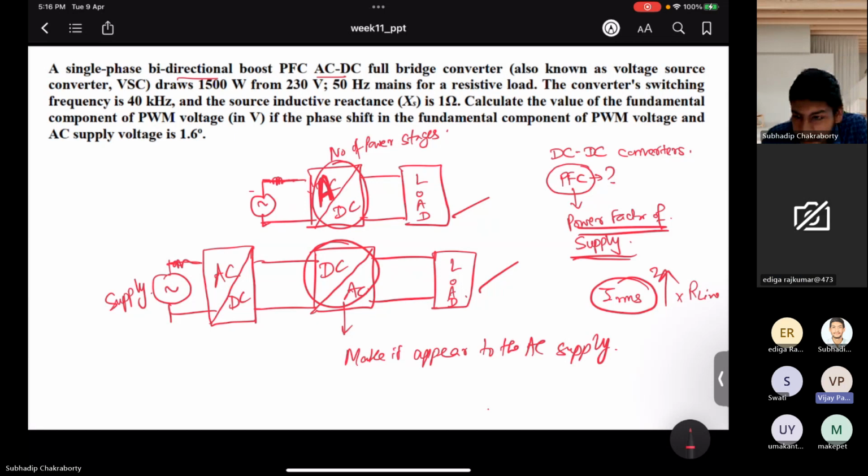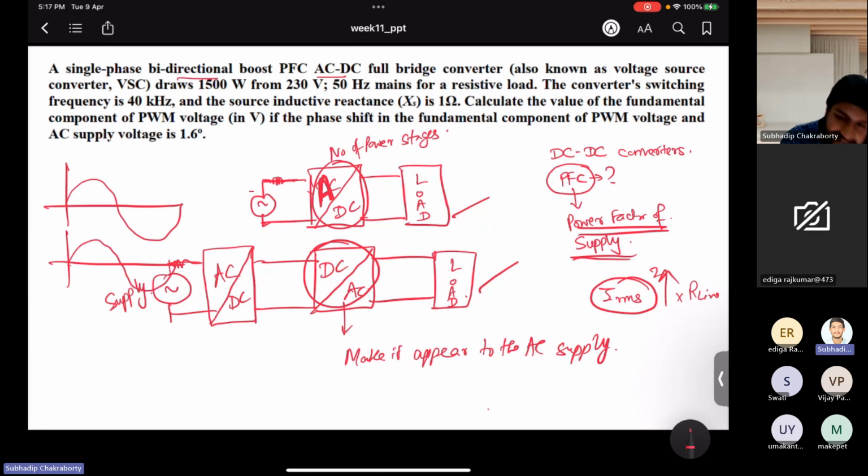Can anyone tell me, how does the reactive power look? Just get a real feel about how the reactive power looks and how the active power looks. If you have sinusoidal voltages and sinusoidal currents without any phase lag, then it is unity power factor. If you multiply the two, it will be like this. So the active power will look like this. But how will the reactive power look?